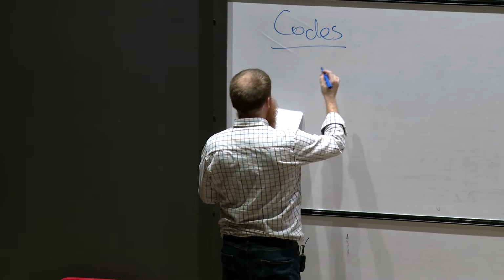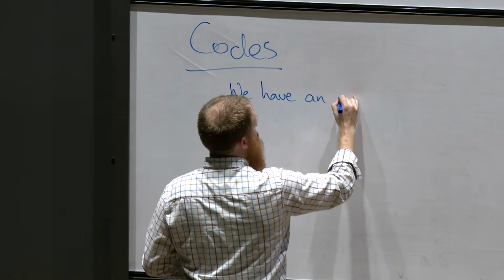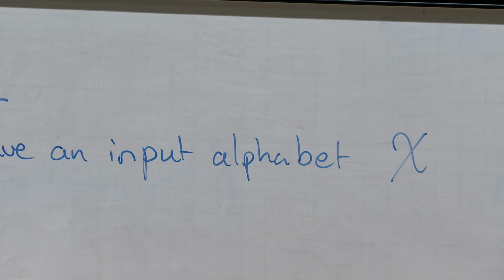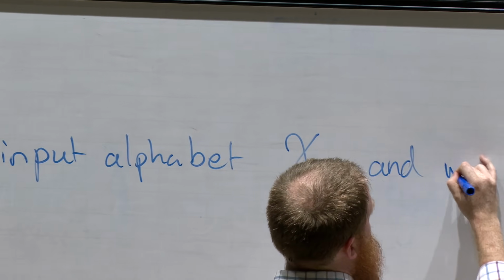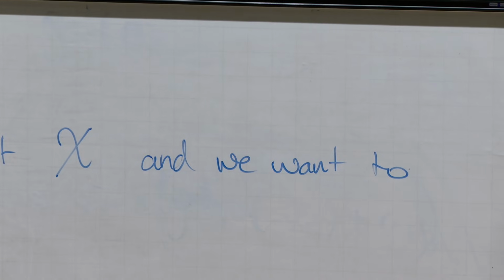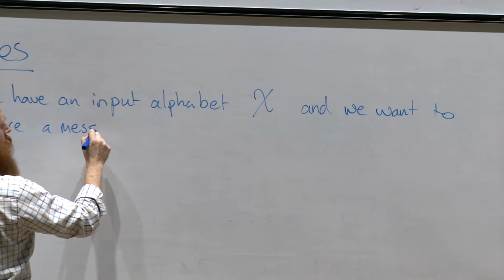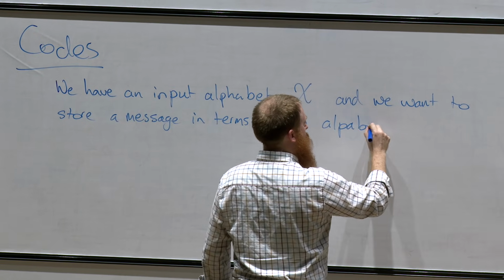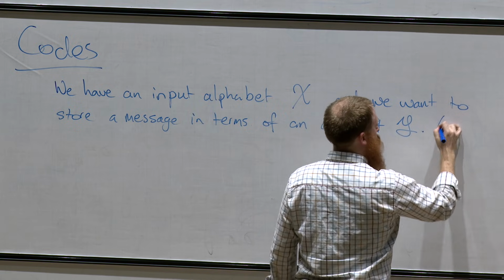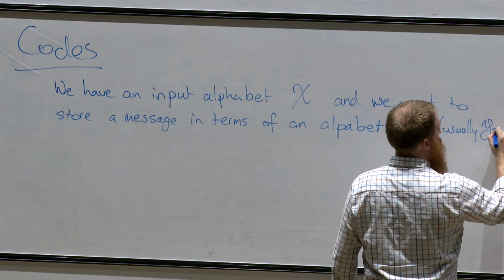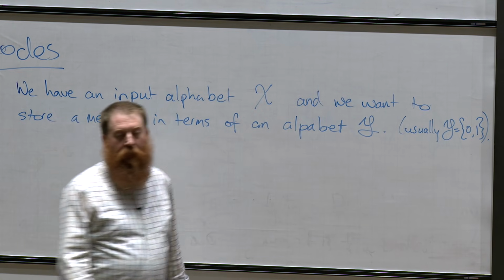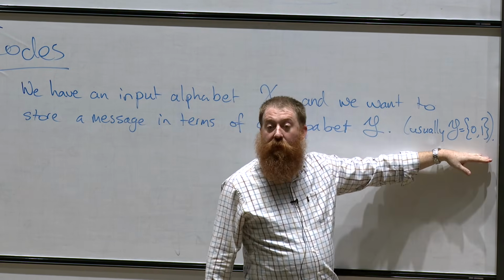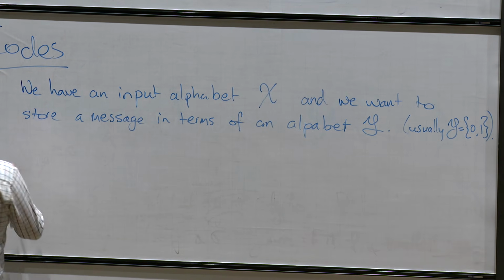Okay, so we have an input alphabet X, and we want to store a message in terms of an alphabet Y. Usually Y equals {0, 1}. So what I've got is my input that I'm trying to work out. I'm then trying to encode this in terms of a sequence of zeros and ones, and I want to do that efficiently. So, definition.